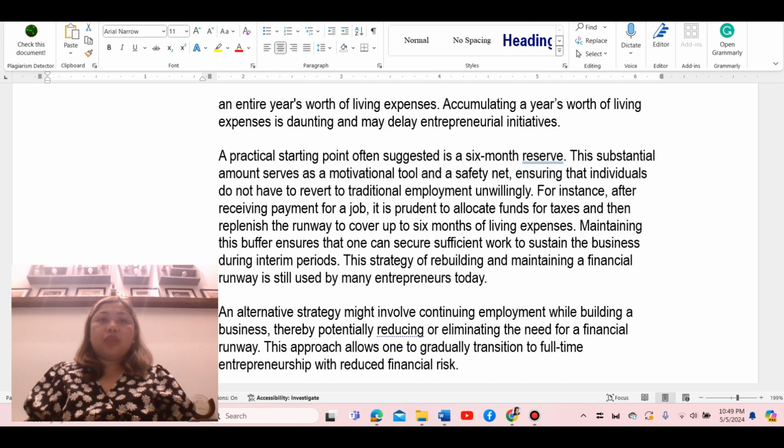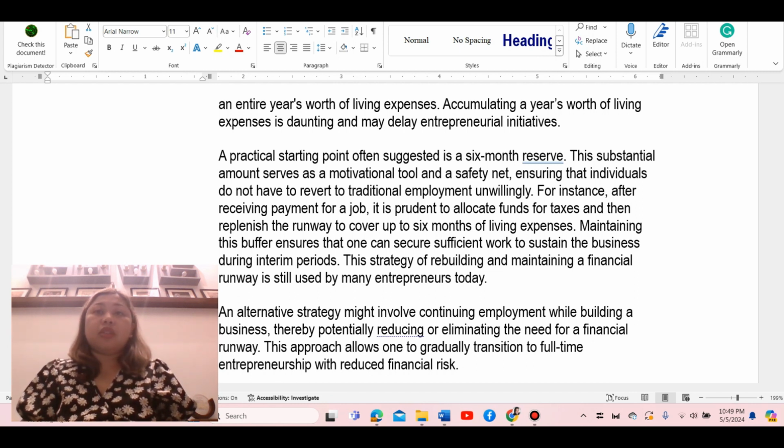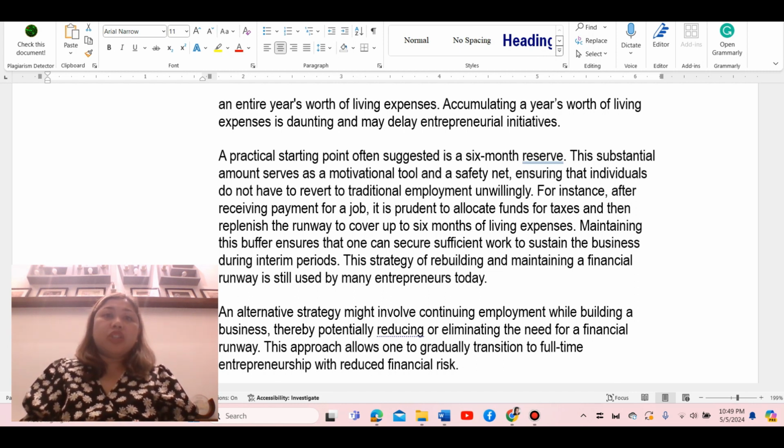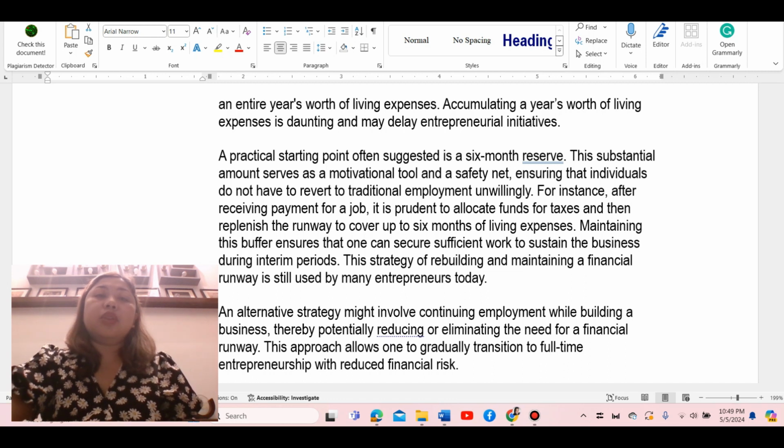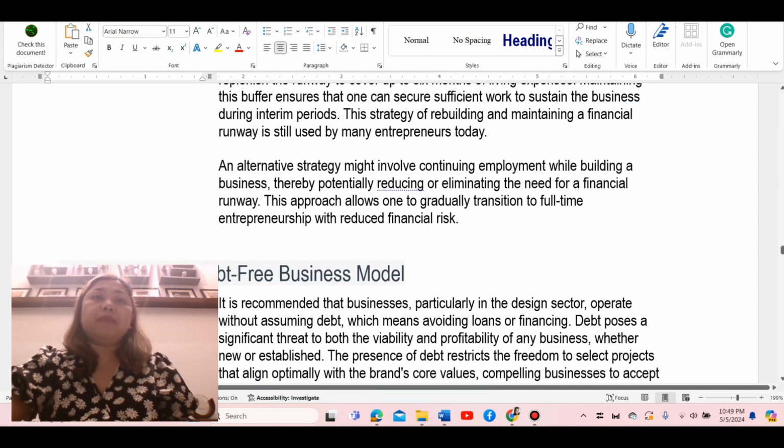For instance, after receiving payment for a job, it is prudent to allocate funds for taxes and then replenish the runway to cover up to 6 months of living expenses. Maintaining this buffer ensures that one can secure sufficient work to sustain the business during interim periods. The strategy of rebuilding and maintaining a financial runway is still used by many entrepreneurs today.